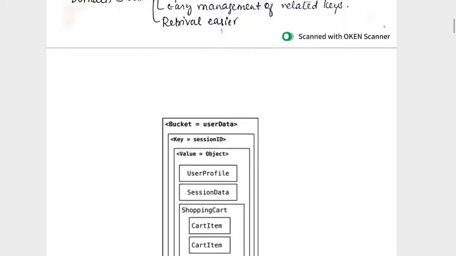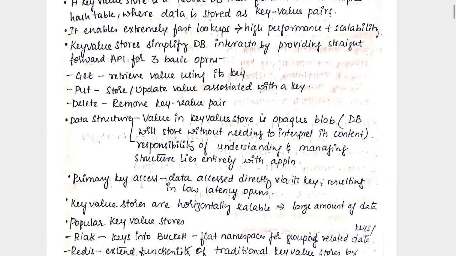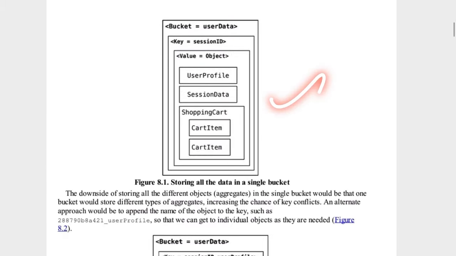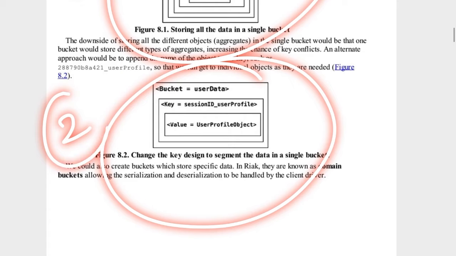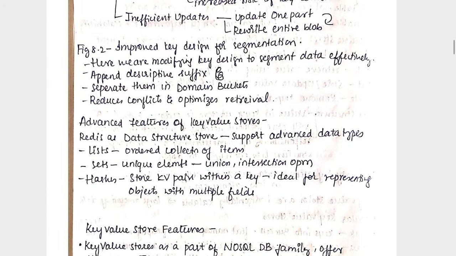In the exam, if they ask about key value stores, then you have to write all these points, and these two figures are very important. If they ask anything related to bucket, this is the first condition. To overcome the drawbacks, we came up with this. This is the second diagram which you have to draw and explain.